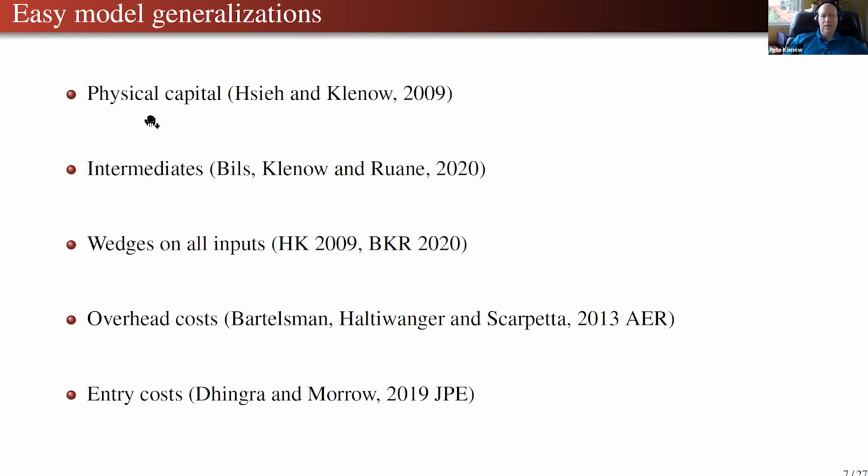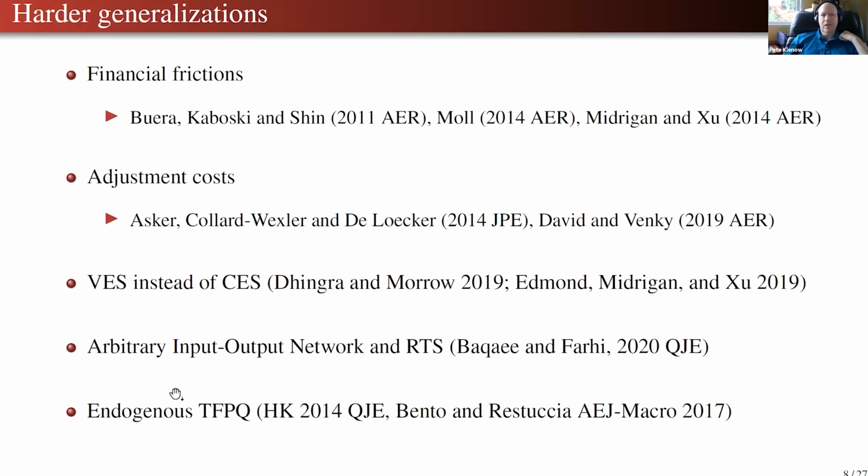You can add inputs like physical capital and intermediates. You can put wedges not just on revenue, but on all the inputs. You can think about overhead costs and entry costs, and people have done that. There are harder things to generalize because they involve dynamic decisions or more nonlinearities. So things like financial frictions, which obviously involve capital, so a dynamic decision there. Adjustment costs to varying things like the capital stock, but people have pursued that.